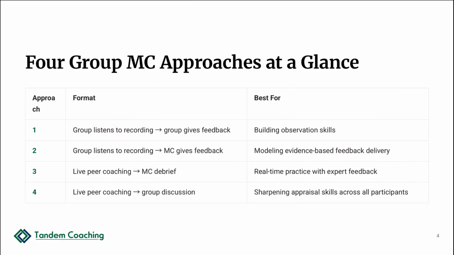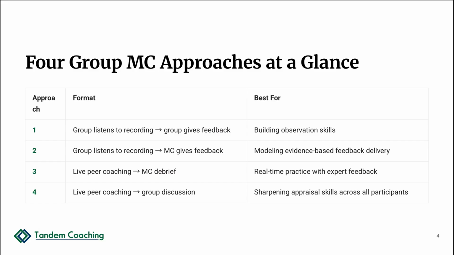4 approaches from the MCS handbook. Each is a distinct tool for different learning goals. Approach 1, the group listens to a member's recorded session. Then the group discusses strengths and development areas. The MC facilitates, but the group is the primary feedback source. Best for building the group's observation skills and shared competency vocabulary. Approach 2, same setup. Group listens to a recording together, but the MC provides the feedback while the group observes. Best for modeling what competency-based feedback sounds like, especially early in an engagement.